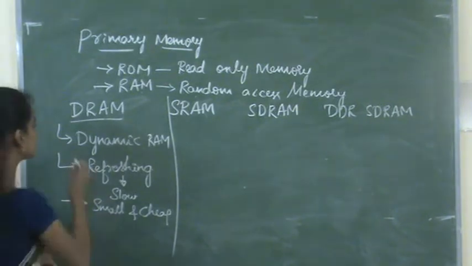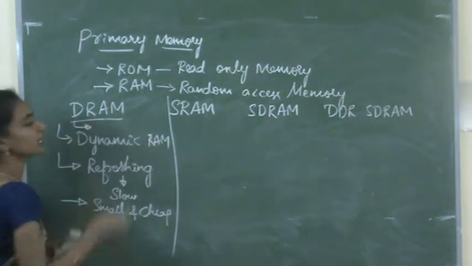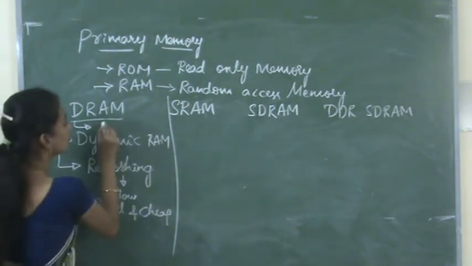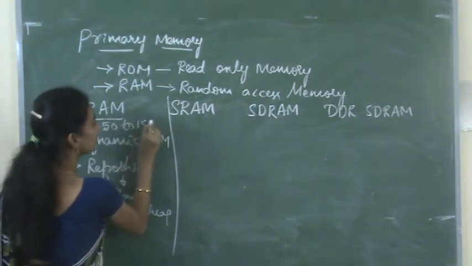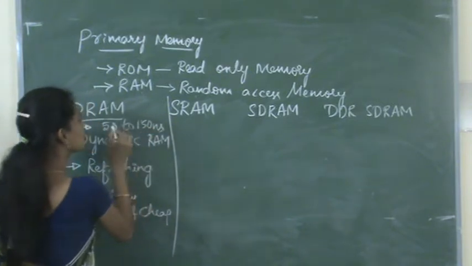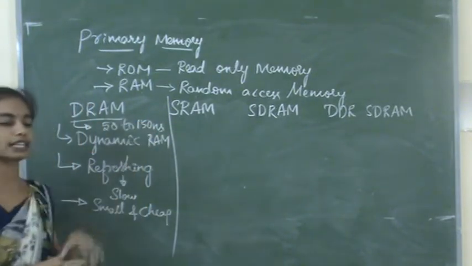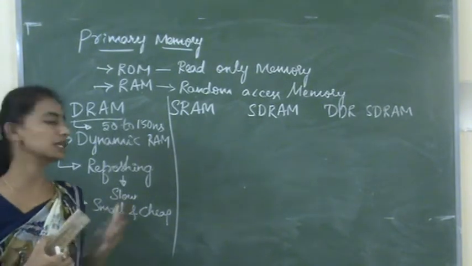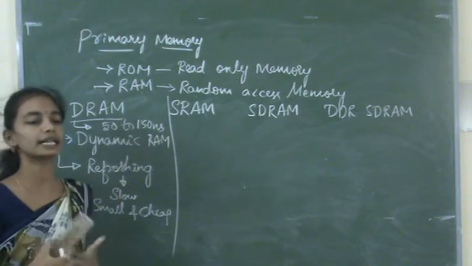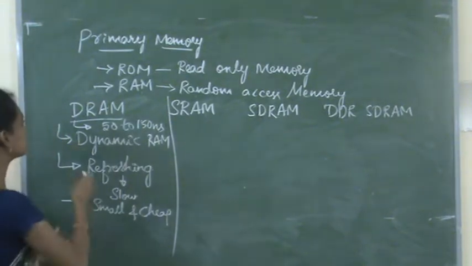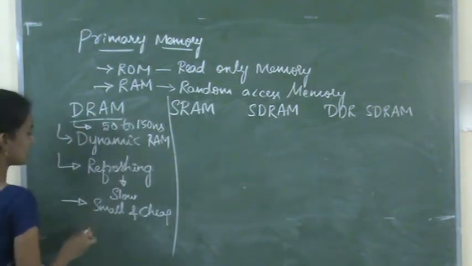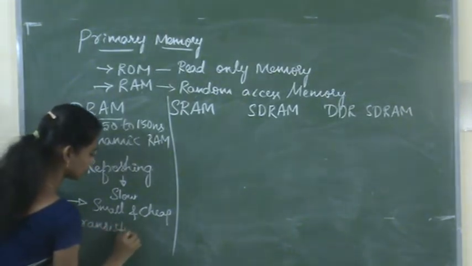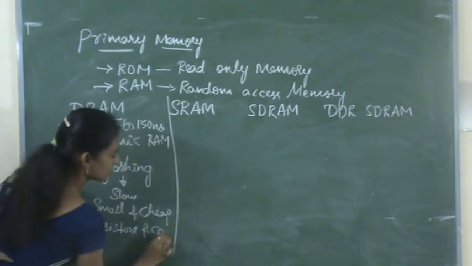This dynamic RAM accesses data at a speed of 50 to 150 nanoseconds. So we can access the data at this speed. And this DRAM uses transistors and capacitors.